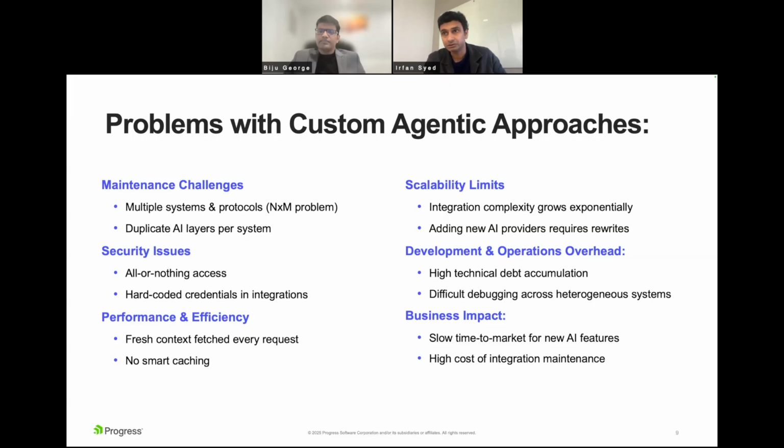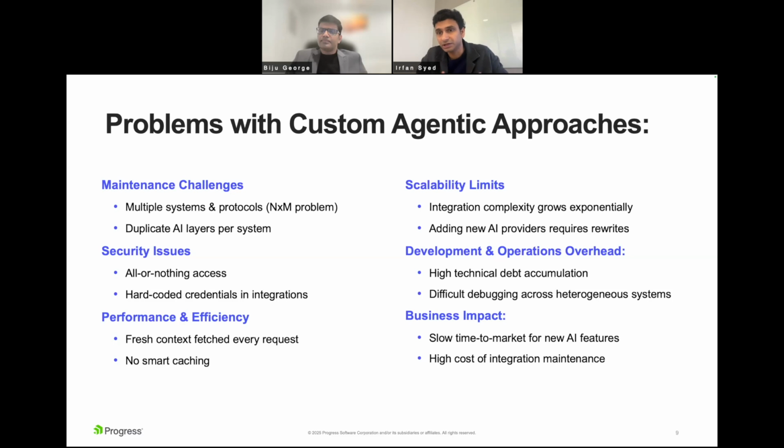And then security issues. You have nothing defined in security, with all-or-nothing access or hard-coded credentials in integrations, because you're not following a proper standard in building AI agents with security. Performance and efficiency: fresh context is fetched for every request. There is no caching concept involved here. Scalability limits: integration complexity grows exponentially, and adding new AI providers requires a lot of rewrites. And development and operations overhead means high technical debt accumulation.